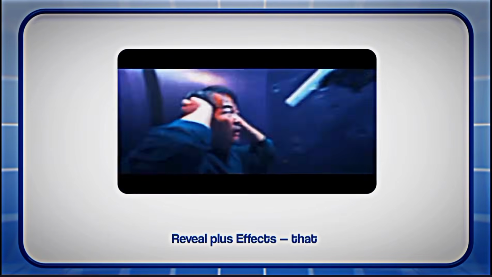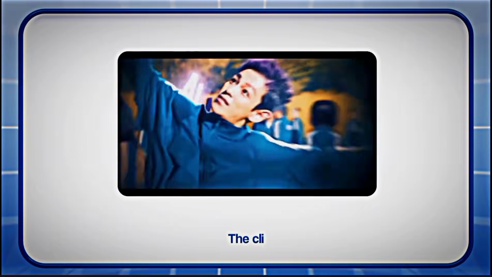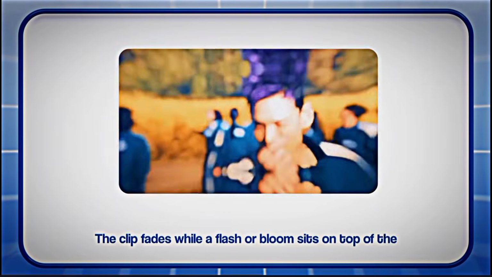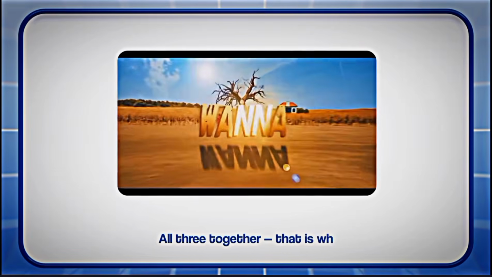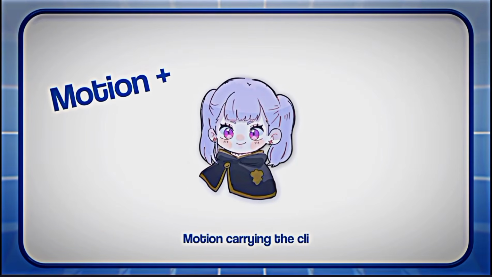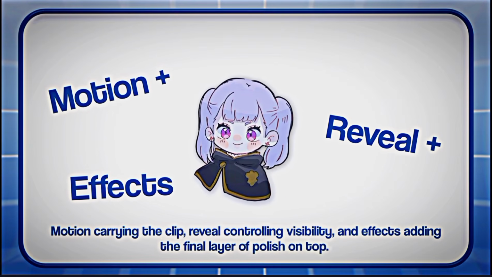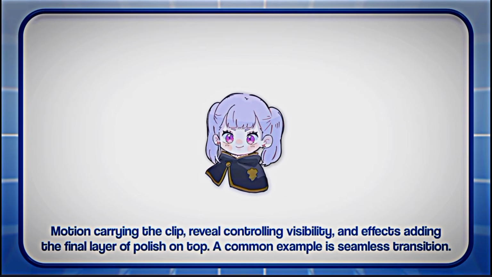Reveal plus effects, that is where flash fades, linear streak, and blur transitions come from. The clip fades while a flash or bloom sits on top of the cut. All three together, that is where the most complex and satisfying transitions live. Motion carrying the clip, reveal controlling visibility, and effects adding the final layer of polish on top. A common example is seamless transition.